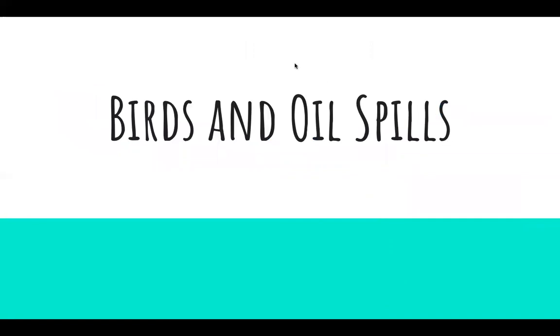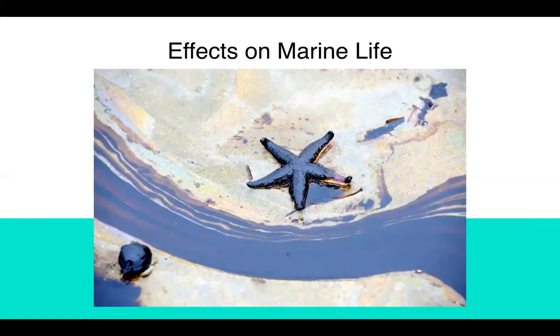Yeah, so I'm going to talk about birds and oil spills now. Next slide. Looking broadly at oil spills, they destroy animals' ability to insulate themselves. Without the ability to insulate and repel cold water, birds and many different marine life with fur can die from hypothermia.